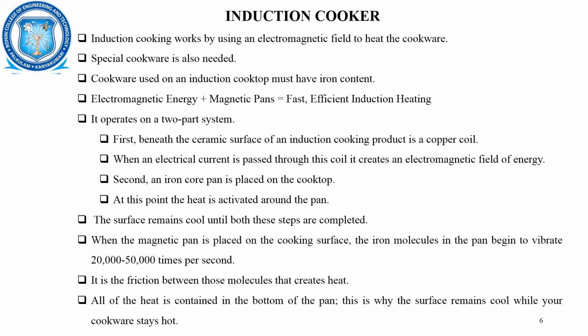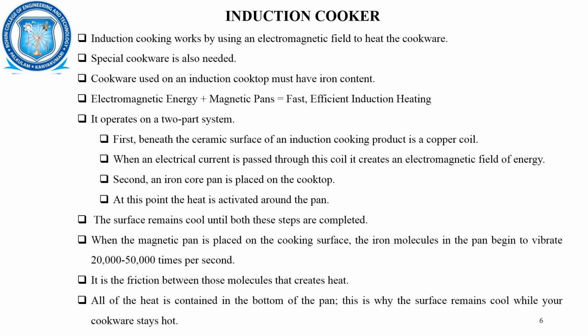ceramic surface of an induction cooking product. That is, there is a copper coil. When an electric current is passed through this coil, it creates an electromagnetic field. We know that. And on the iron core pan placed on the cooktop, heat is activated around the pan due to the generation of electromagnetic flux. That is, when flux is produced, heat will be generated and this heat will be activated around the pan. Thus, the surface remains cool until both these steps are completed.